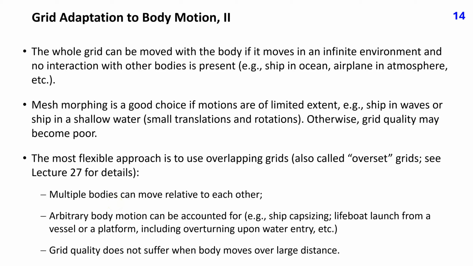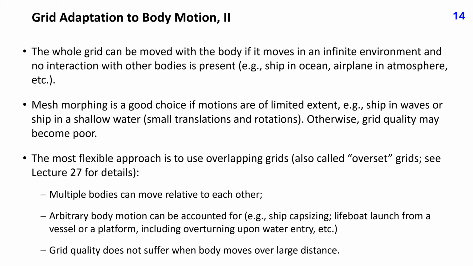The whole grid can be moved with the body if it moves in an infinite environment and no interaction with other bodies is present. For example, ship in ocean, airplane in atmosphere, etc. Mesh morphing is a good choice if motions are of limited extent. For example, ship in waves or ship in shallow water, performing only small translations and rotations, that is, heave and pitching motions. Otherwise, grid quality may become poor.